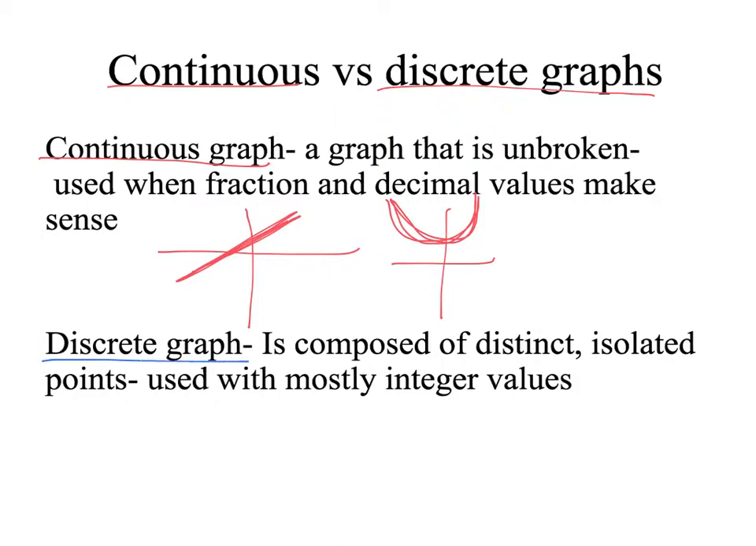And then a discrete graph is composed of distinct isolated points. So if we just have a point here, a point here, a point here, and a point here, and we don't connect them. Or even if we have a U-shape and we have just distinct points. Those are mostly used when you have integer values. Okay, so let me show you what I mean by that.